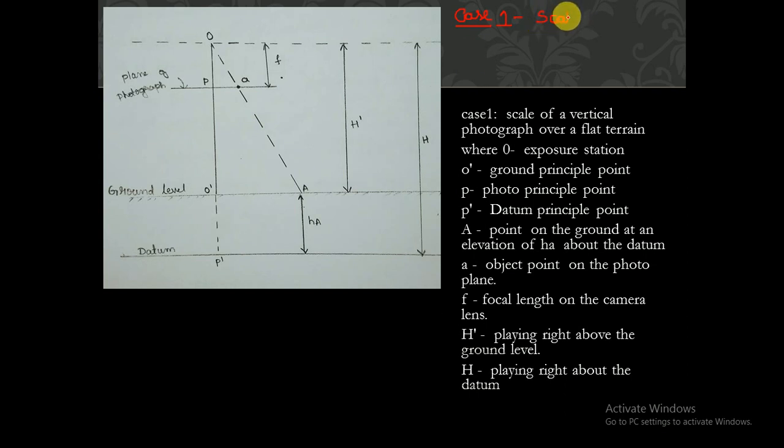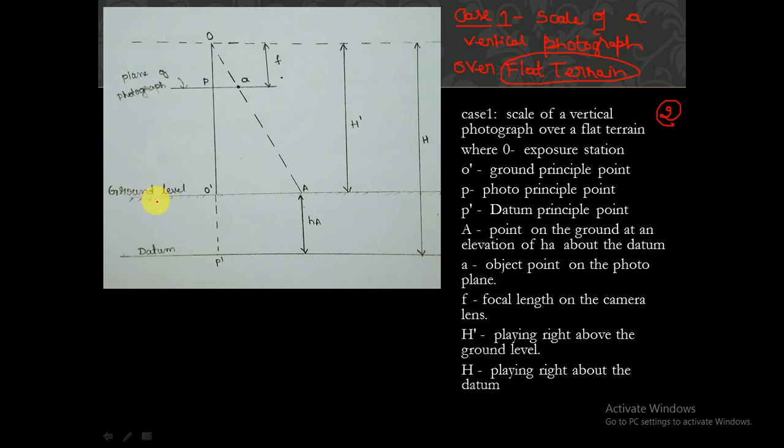Scale of a vertical photograph in a flat terrain. So this is case 1, scale of a vertical photograph in a flat terrain. In this case we are talking about flat terrain, and in case 2 we'll see varying terrain.